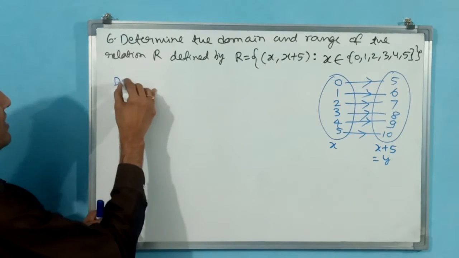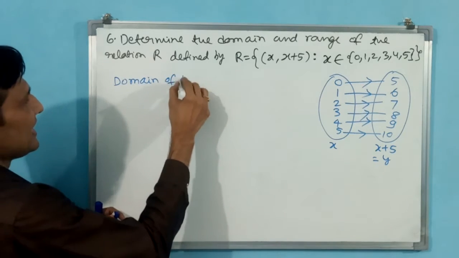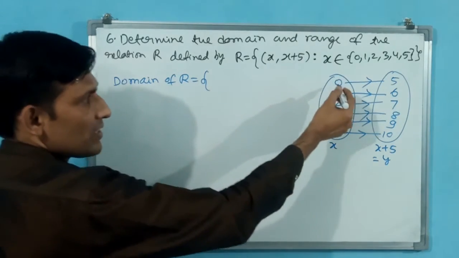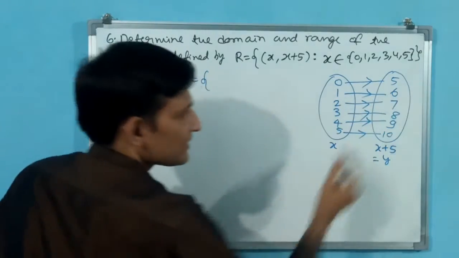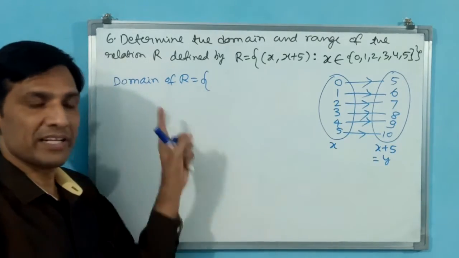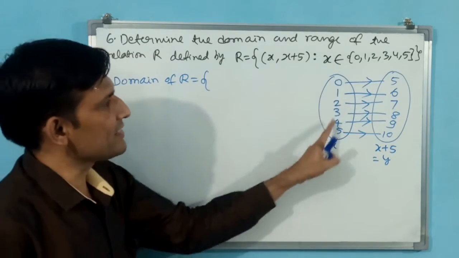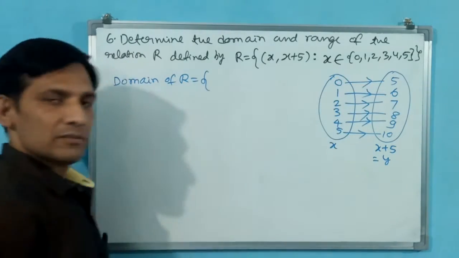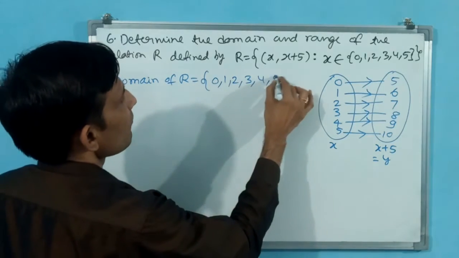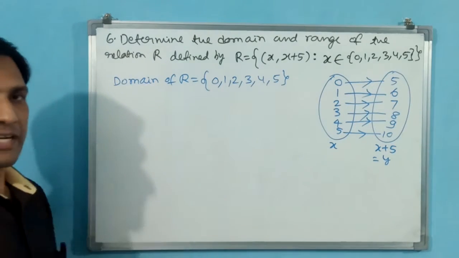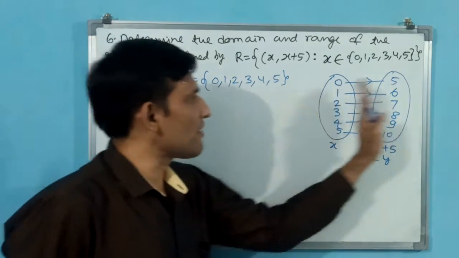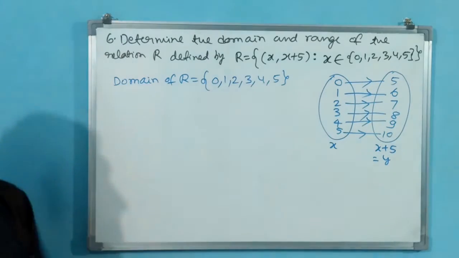Write the domain and range. Domain of R, relation R is equal to... This is simply a set only. Domain means, you see, these elements all are having relations or not. If any element without a relation is there, that should not be taken in domain. Now, the entire set is having relation. Then all elements have to be taken: 0, 1, 2, 3, 4, 5. Understand? Don't have any doubt? Why? Because all elements are having relation with other side elements.